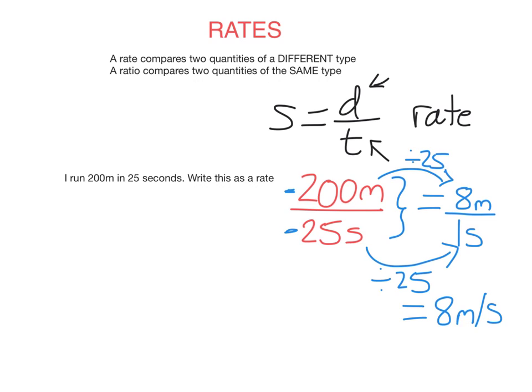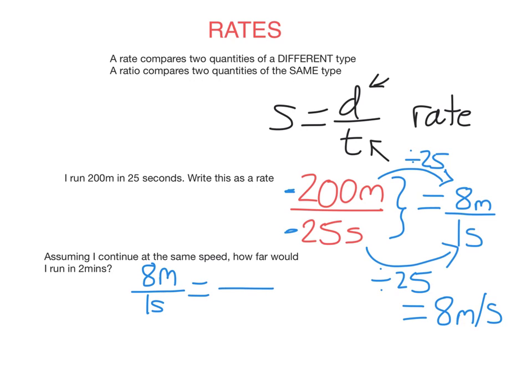Sometimes you'll need to use these rates to make other calculations. Let's look at a few examples of that. Assuming I run at this same speed of 8 meters per second, how far would I run in 2 minutes? I'm going to write the rate as a fraction again. When I'm doing calculations, it's helpful to write as a fraction. So I've got 8 meters per 1 second. What I'm being asked, how far, so I'm going to put a box there. How many meters would I be able to run in 2 minutes?